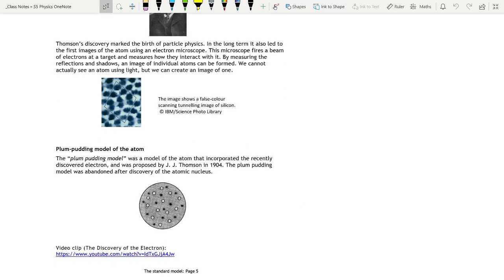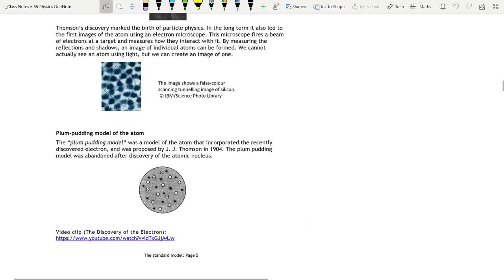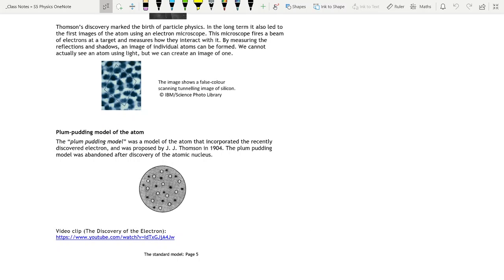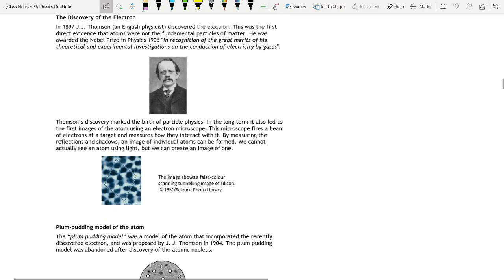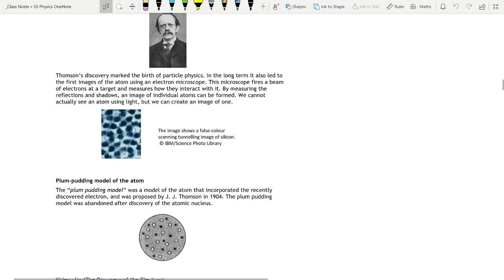So basically, he realized that there were things smaller than the atom. Electrons was the first thing that he noticed. That discovery marked the birth of particle physics. And in the long term, it led to the first images of the atoms using an electron microscope. This microscope fires a beam of electrons at a target and measures how they interact with it. By measuring the reflections and shadows, an image of individual atoms can be formed. We can't actually see the atom using light, but we can create an image of one. Okay, so all you need to know is J.J. Thomson discovered electrons, basically. You don't need to know the details of how he did it.